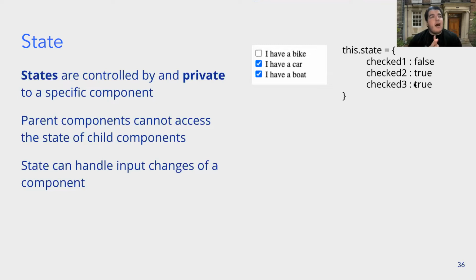And we can maintain them in an object, right? So checked one is equal to false, checked two is true, and checked three is also true. And so let's say this is inside a login form or some form component, right? But that component is inside our app component, right? Well, remember how we're saying that state is private and cannot be accessed by any other component, right? So the app component cannot access the state of a checkbox, right?